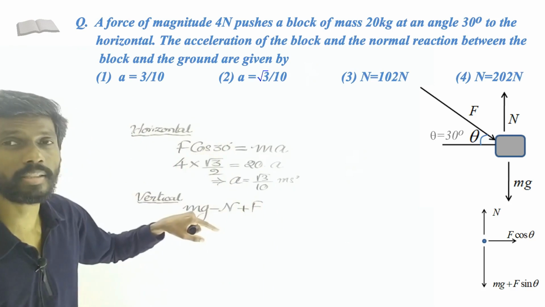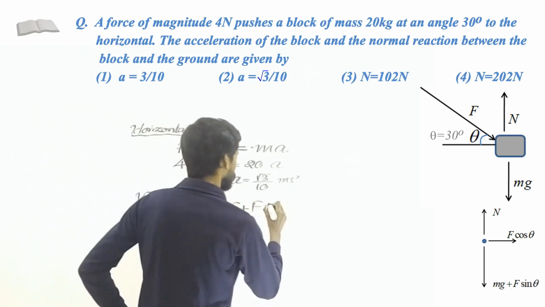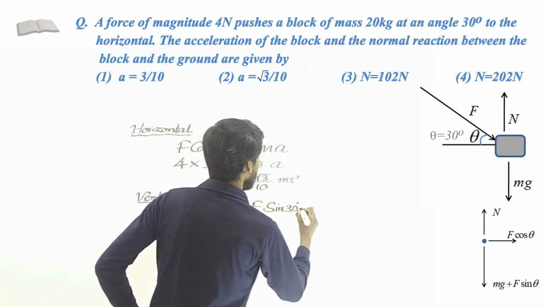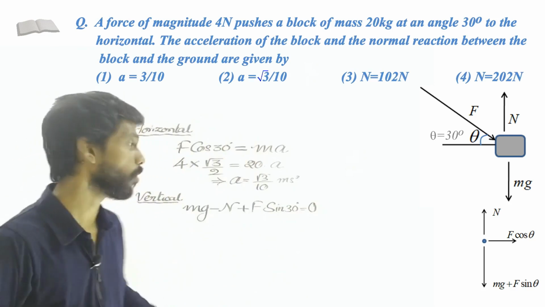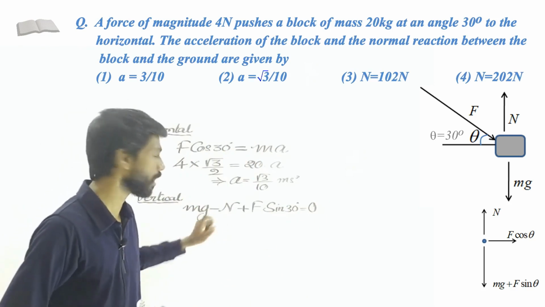So here this angle is 30 degrees. So that means the vertical component is sine 30, right? Because it's not horizontal, it's vertical. So sine 30 degrees. So that must be equal to 0 because there is no vertical motion. So the total force acting in the vertical direction must be 0. That's how this will give you our required normal reaction.